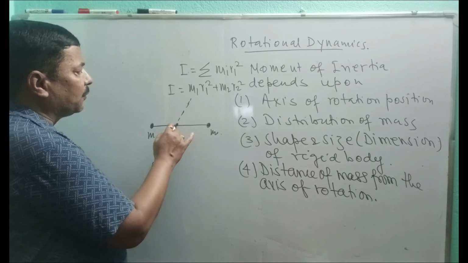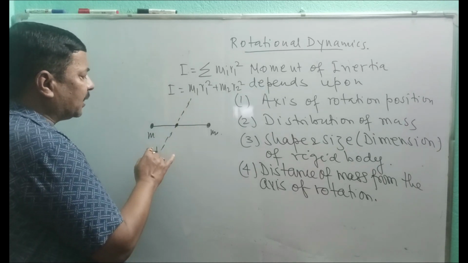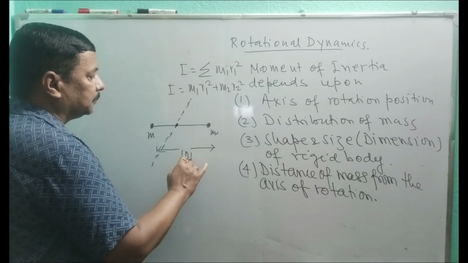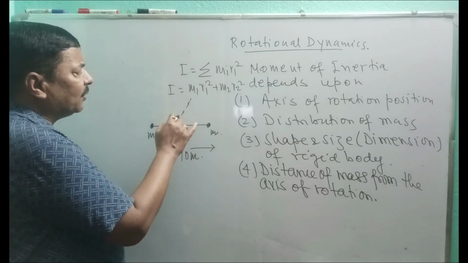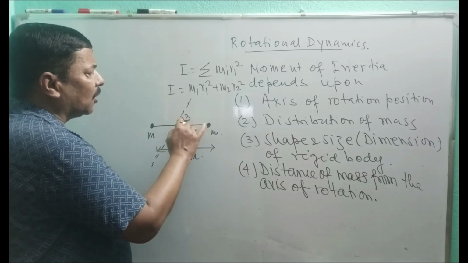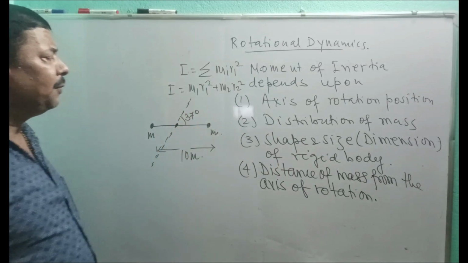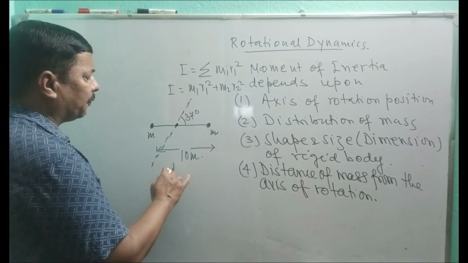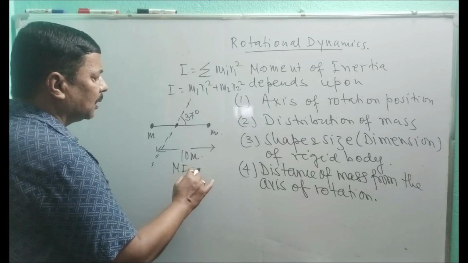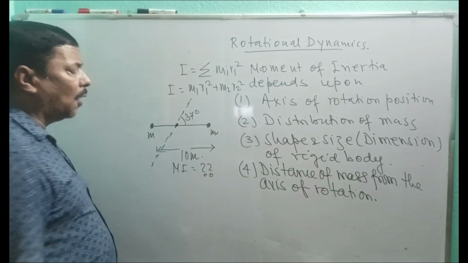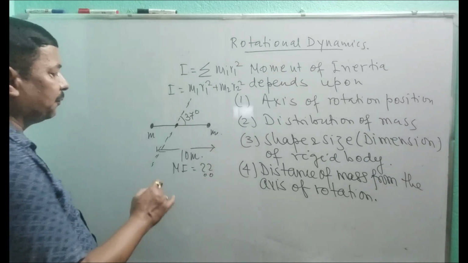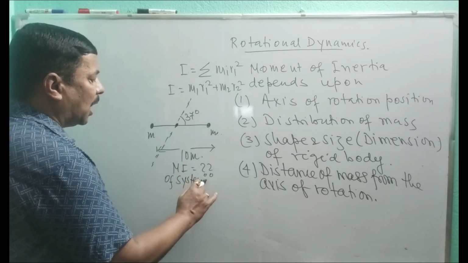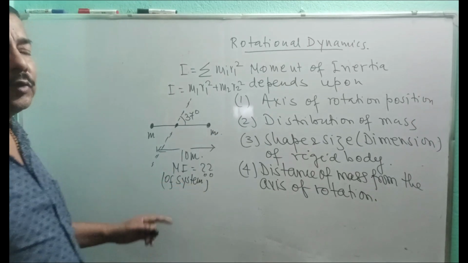And here the axis is in this way, which is passing through the center, and let us take this distance to be 10 meter, and this angle we are taking 37 degree. If we are taking 37 degree, you have to find the moment of inertia of this system. How much is it? Moment of inertia of the system, and this system comprises two masses.